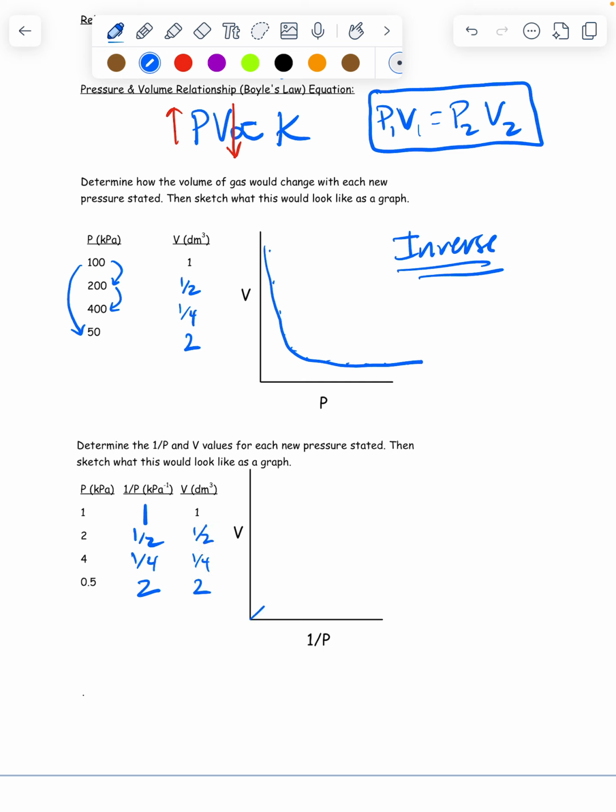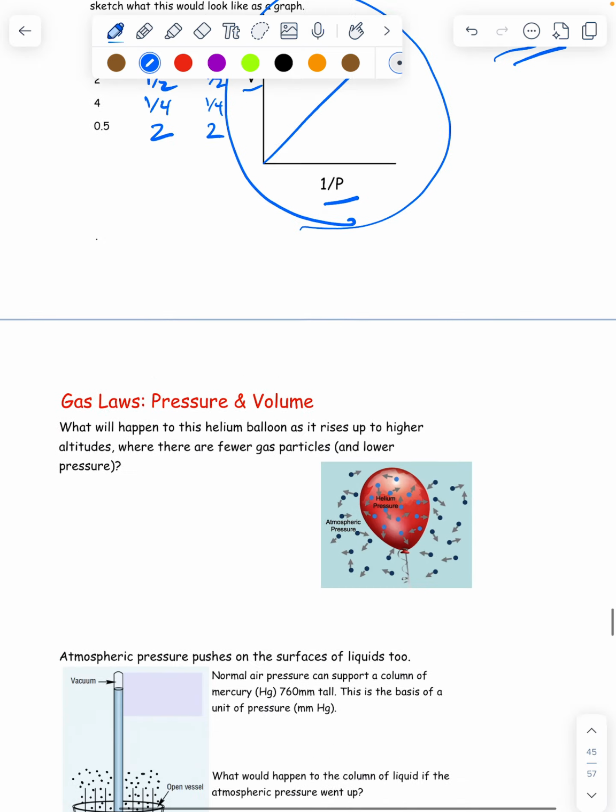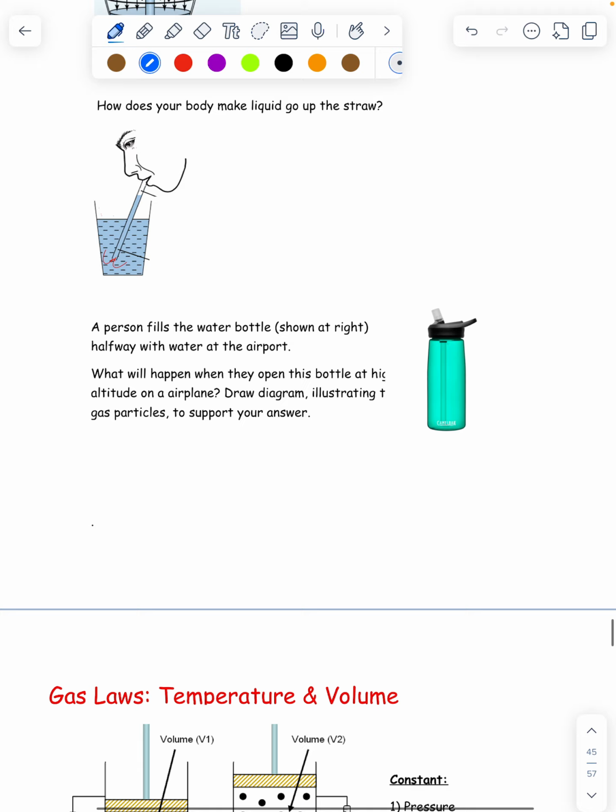So if I rewrite this graph, and instead of graphing pressure and volume, I graph 1 over pressure and volume, I take my inverse relationship and I make it linear. Not such an important idea in chemistry, but I have seen them present this graph before and try to evaluate if it's correct or not. So just to show you that. Okay, so we've seen the pressure and the volume thing.